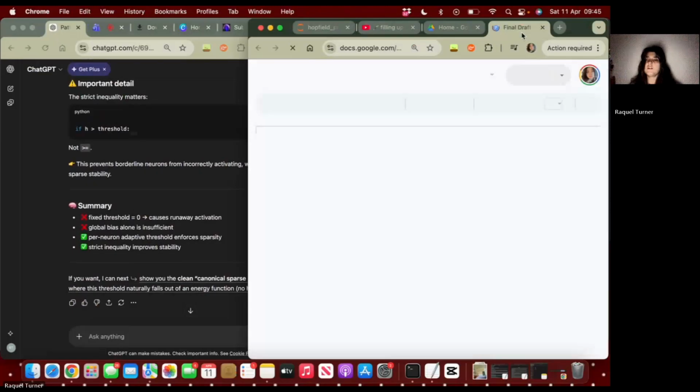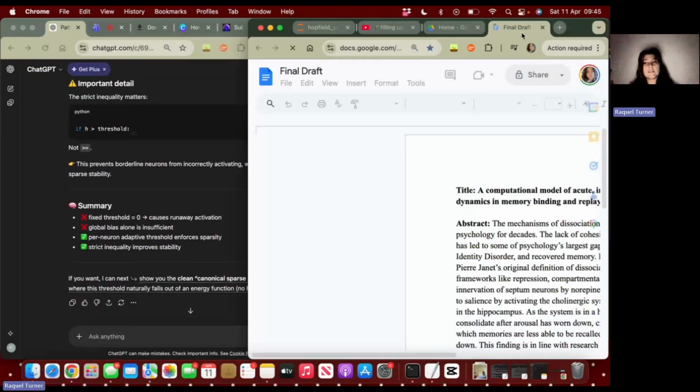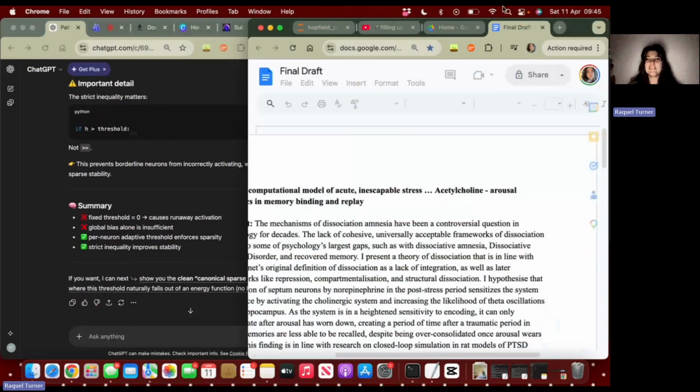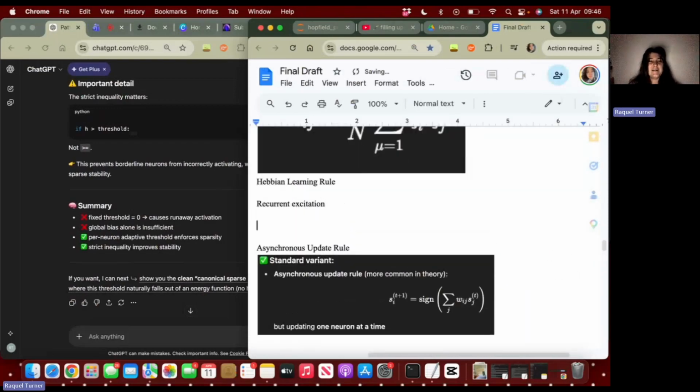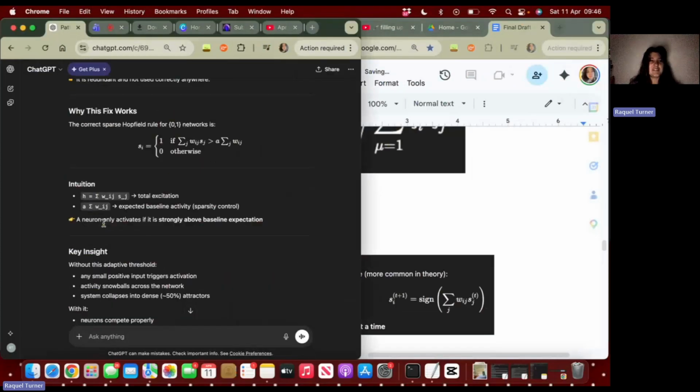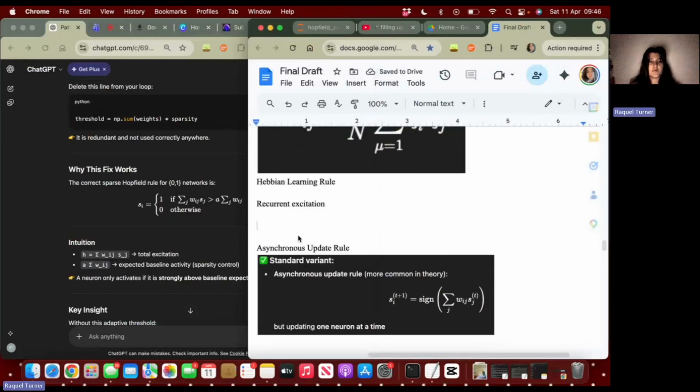0, 1, 0. Sparse coding is so annoying. It's very annoying. Why is it so difficult? You see, I've been collecting my rules. What is this one? Sparse Hopfield rule.